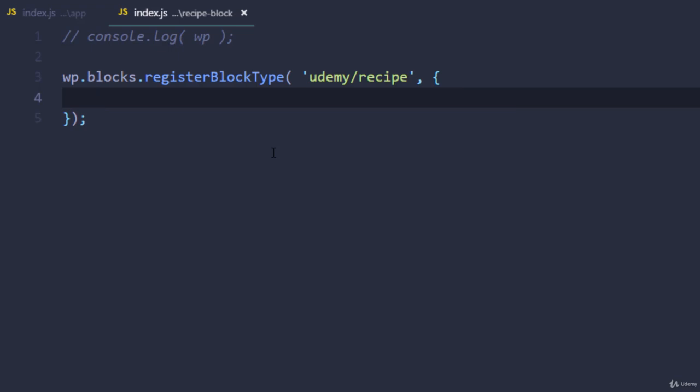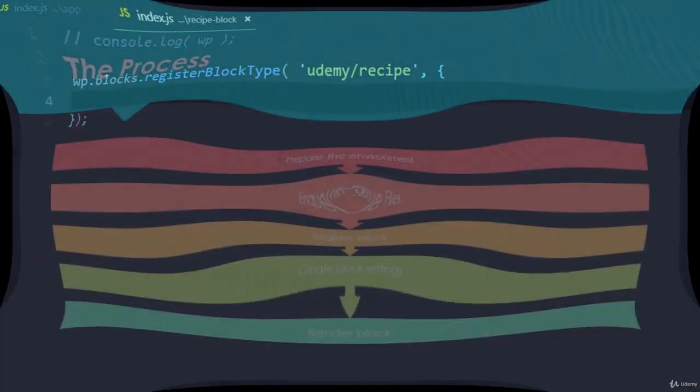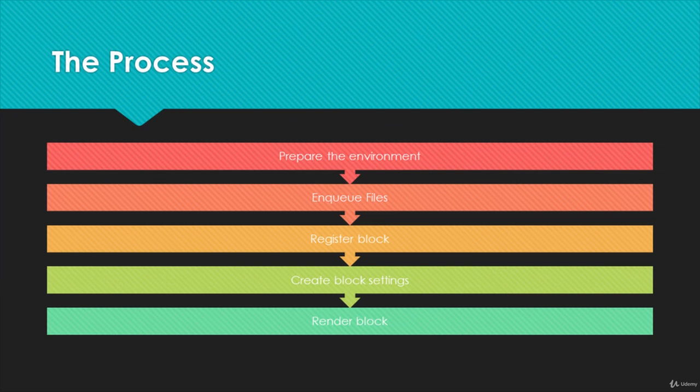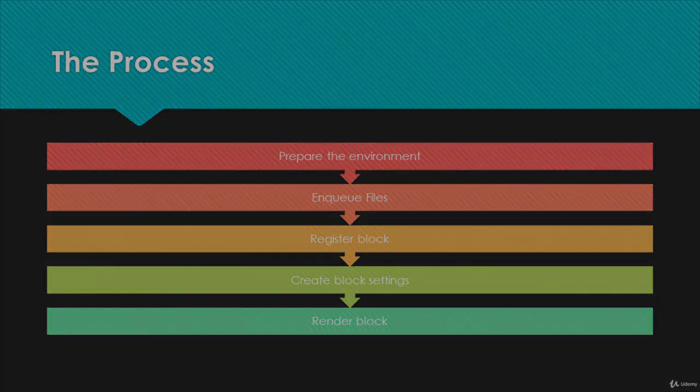We're going to stop here for now. This is how you register a block. Unfortunately, this will not work as Gutenberg will throw an error because we need to set a few settings. So far, we've gone over how to prepare the environment, enqueue the files, and register a block. The next step is to add some settings. We'll be going over that in the next lecture.